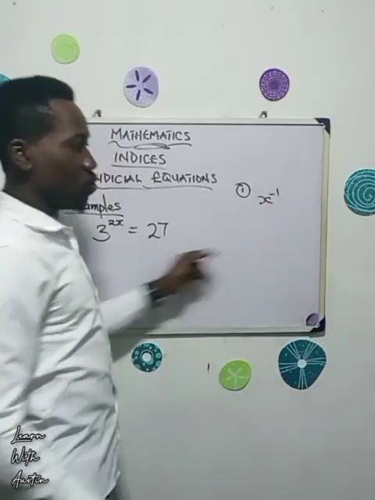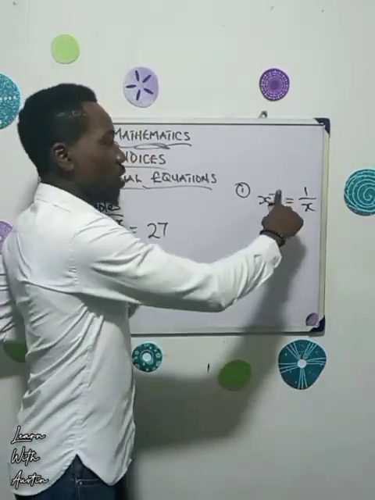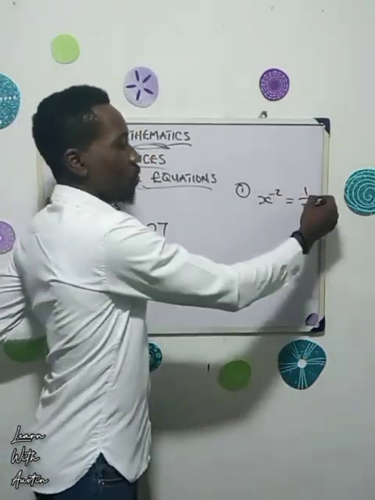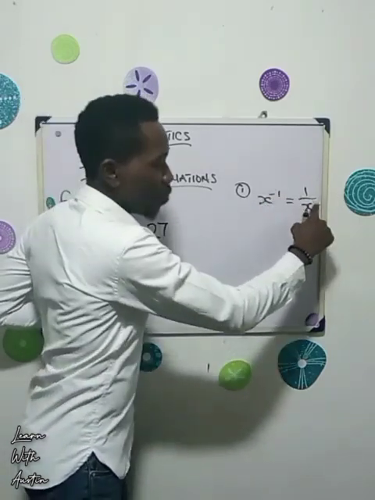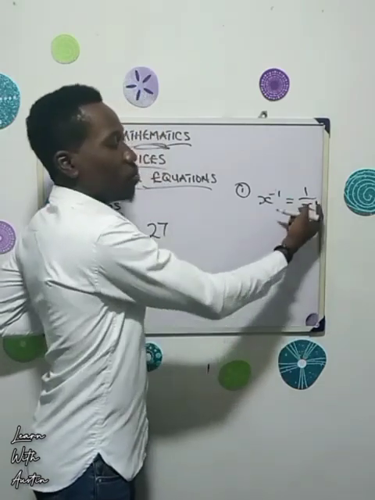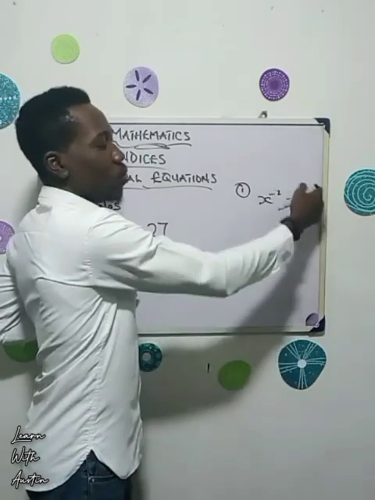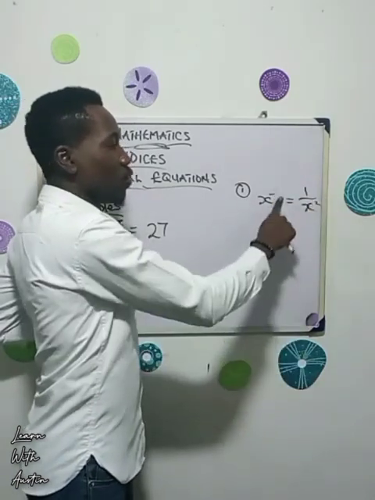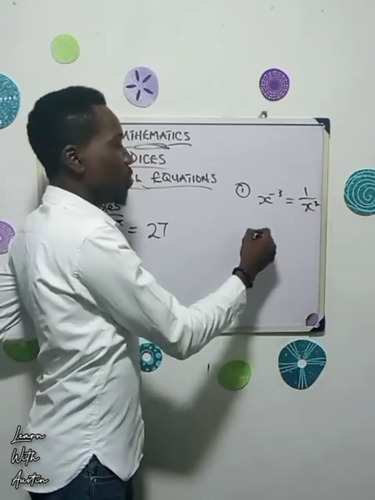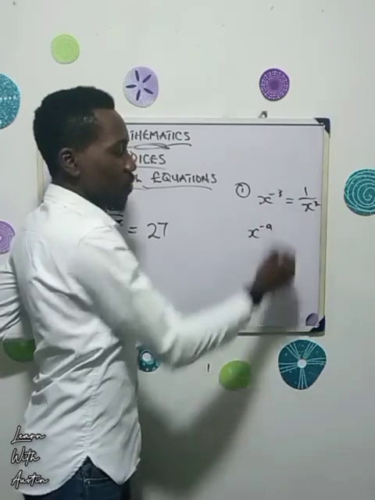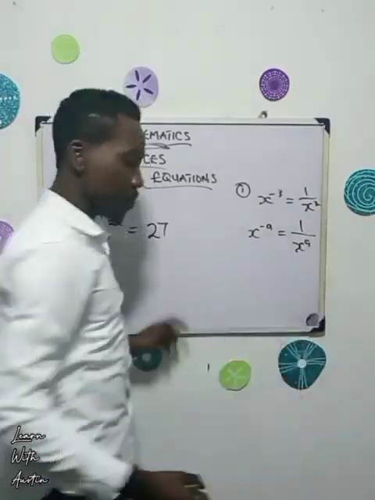Then we also have the negative index. If you have x raised to the power minus 1, that is 1 over x. If you have x raised to the power minus 2, that will be 1 over x raised to the power 2. Don't forget, x raised to the power minus 1 is the same thing as 1 over x raised to the power 1, but x raised to the power 1 is the same thing as x, so I don't need to put a 1. So x raised to the power minus 3 will be 1 over x raised to the power 3. The law says any negative index is going to give you 1 over x raised to that positive power.